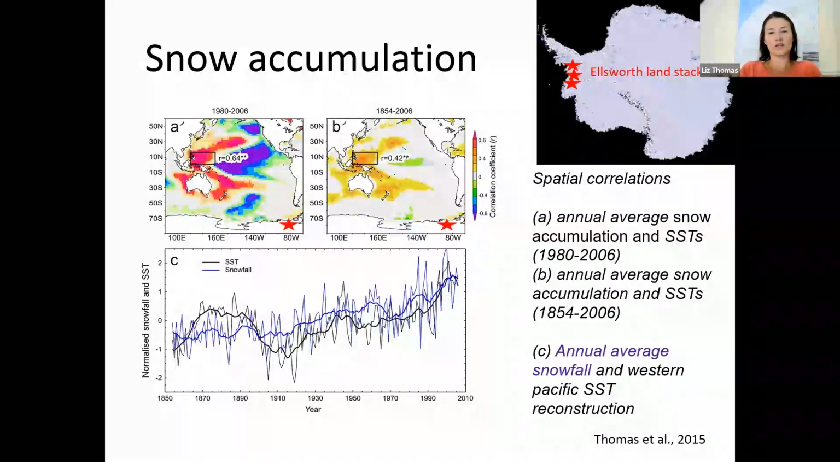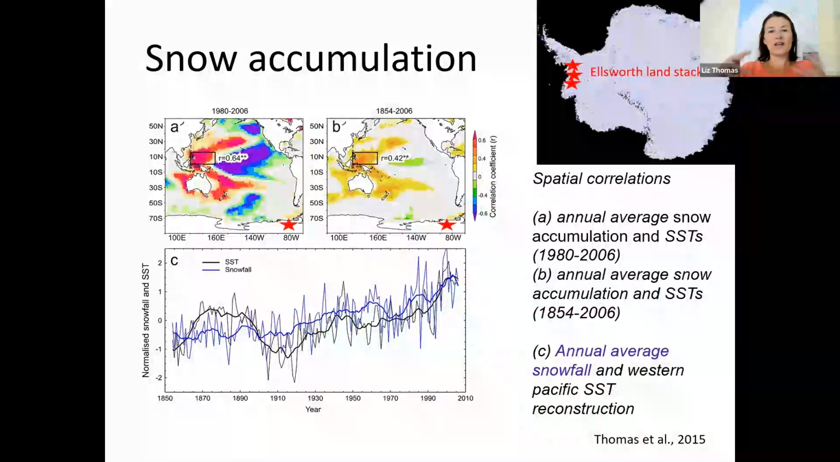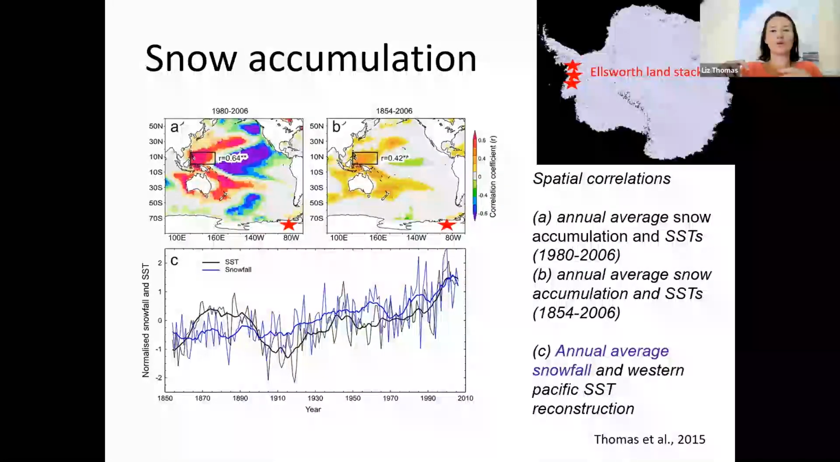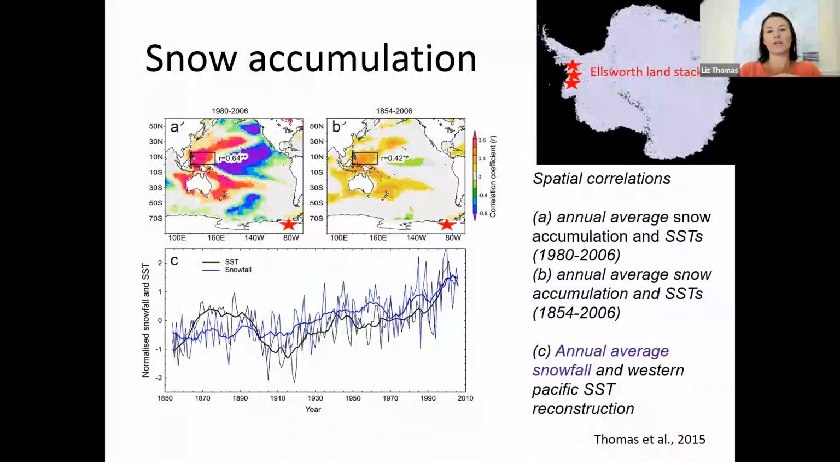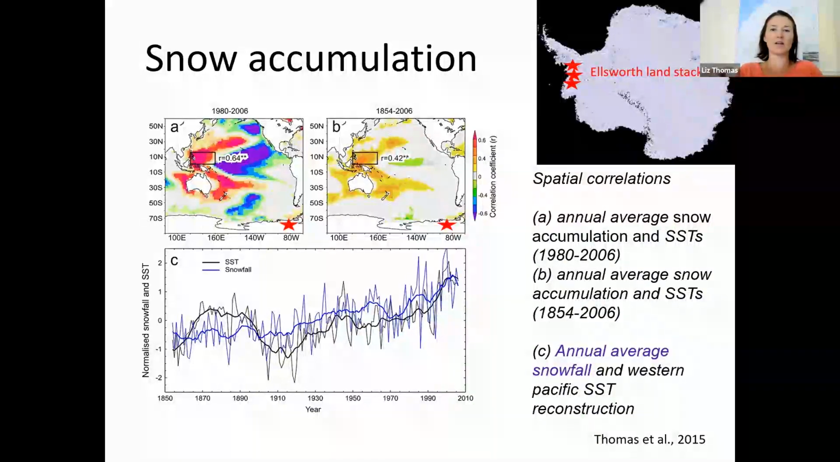But I'm showing it for two different time periods, because if we look at what's been going on just in the instrumental period, on the left, plot A, we see this very strong ENSO-like pattern, or an IPO pattern, where we've got a strong correlation between warm SSTs in the Western Pacific and cooler SSTs in the tropical and equatorial Pacific. So we'd be tempted to look at this and think this is telling us something about ENSO and how we could use this to interpret this further back in time.